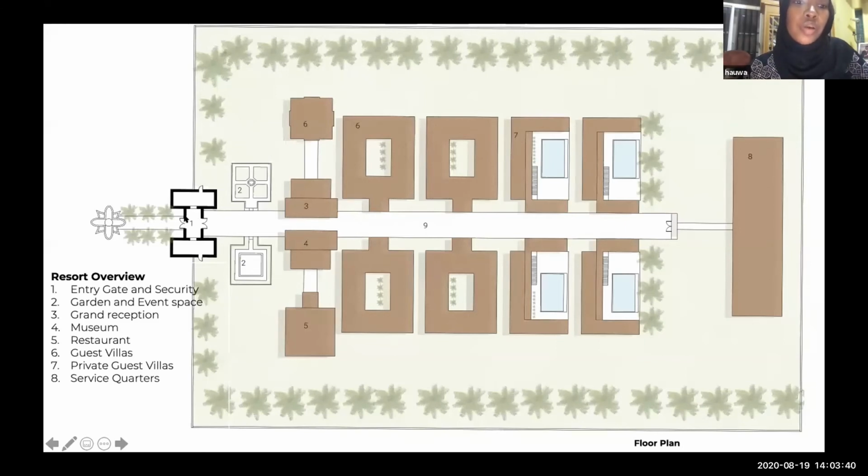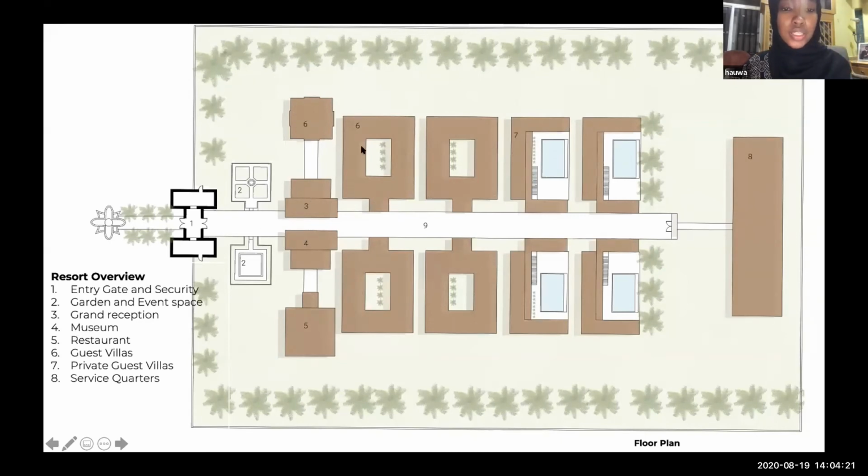So if you're a visitor, you come in, if you're just going to either the spa or the restaurant, you would be guided at the first entrance. And then through that is the grand reception. So if you're a long-term visitor or a staying visitor, you would find the reception there where you would book your room or make further inquiries, or if you want to just be guided into the resort. And then on the other side of the reception, I have the museum or the gift shop.